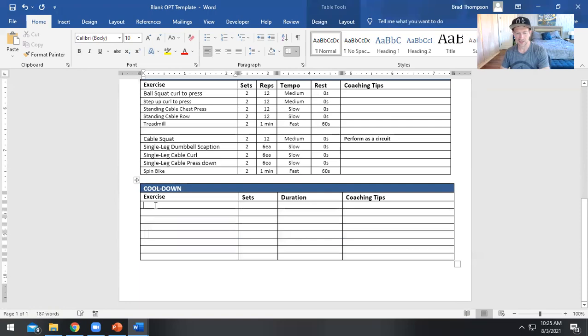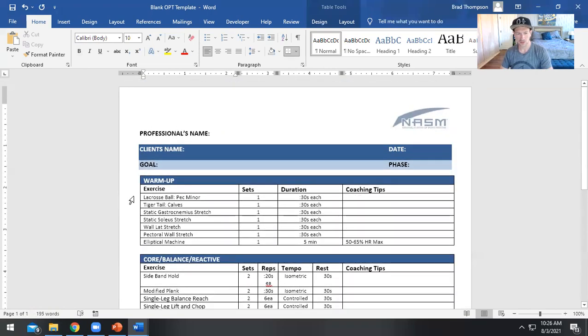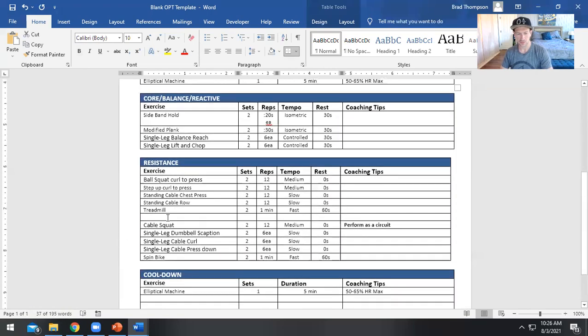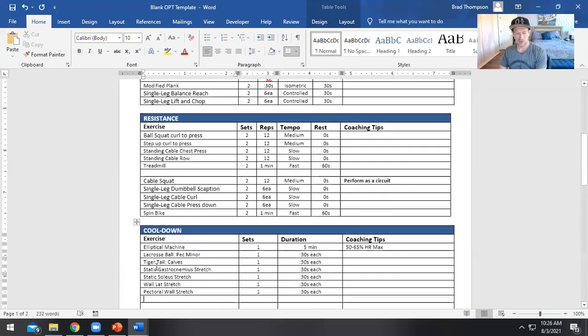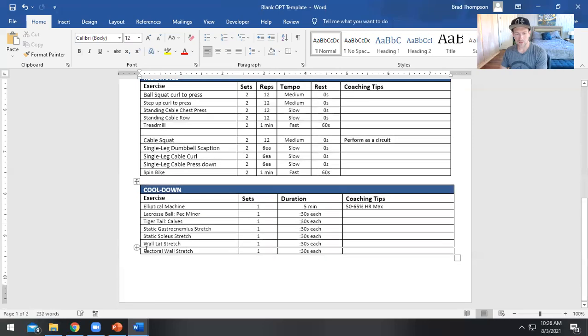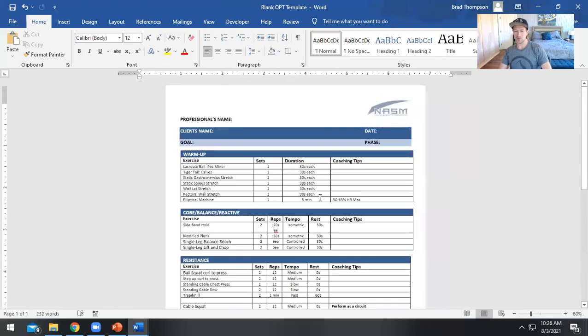Let's see here. I'm going to delete that. Let's put the elliptical up here and copy the rest of this that goes below it. There's my cool down. And we have built our client's routine.